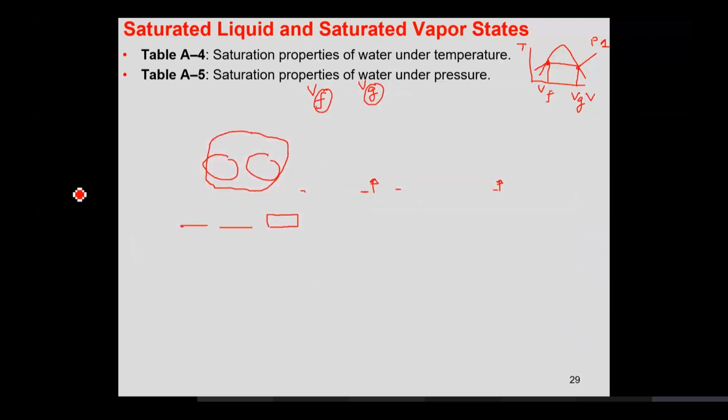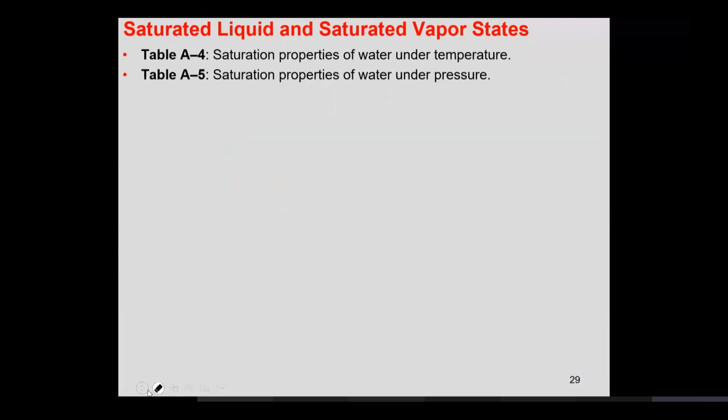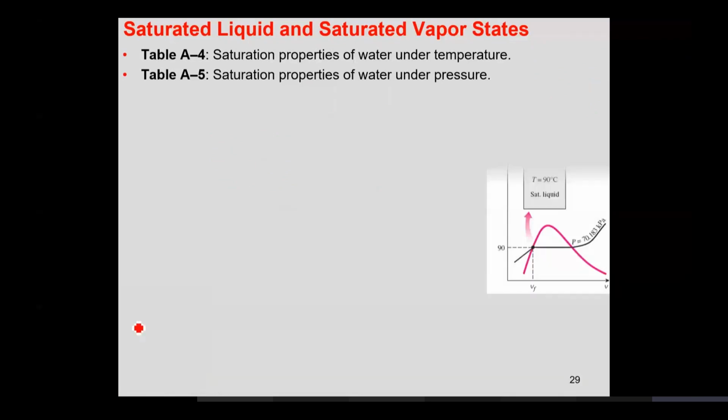Now let's say I have this Pv diagram and my system is one in which the temperature is 90 degrees centigrade and I know that I am at saturated liquid. I need to find the pressure corresponding to this system and the specific volume corresponding to this system. So how would I find it out? Which table should I go to?